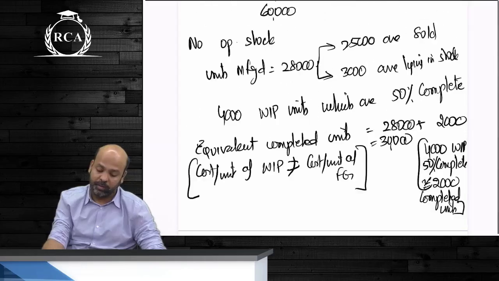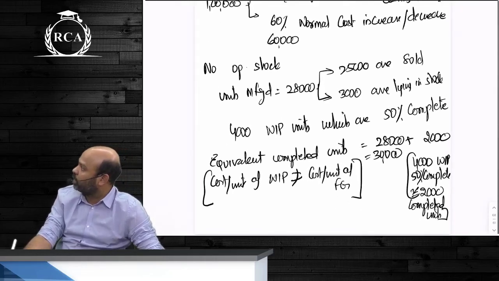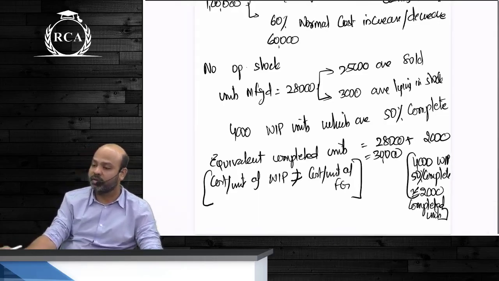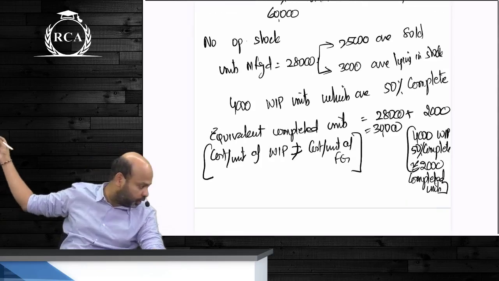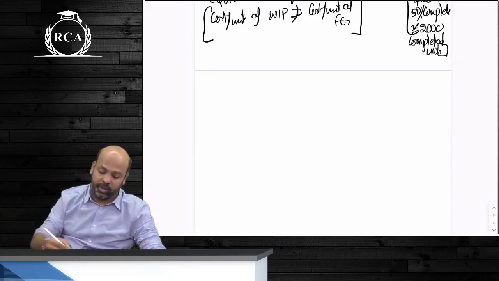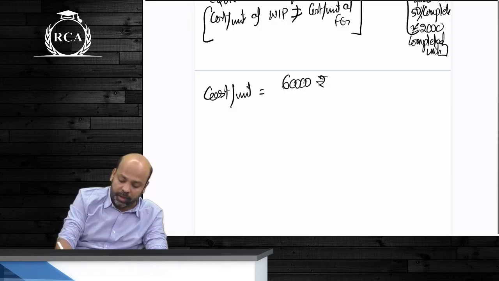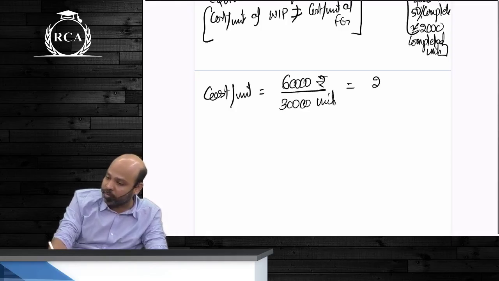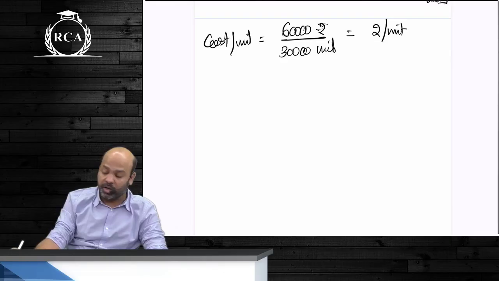Now what will be my supplementary recovery rate, guys? How much is the amount on account of normal cost increase or decrease? 60,000. That 60,000, guys, will now get adjusted to how many units that were manufactured during the year? 30,000. 60,000 divided by 30,000, guys, what will be my cost per unit? You will write 60,000 rupees divided by 30,000 units. Our equivalent cost per unit, beta, would be 2 rupees per unit. This will be the additional recovery rate.